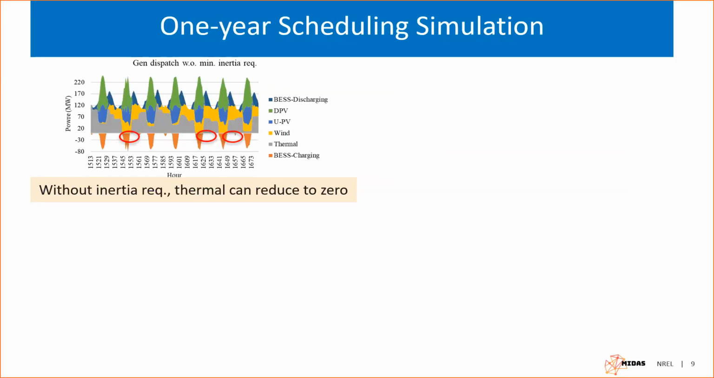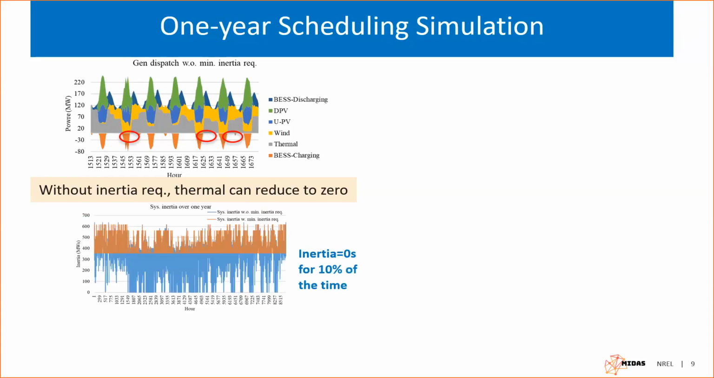First, after we run the 1 year simulation for the Maui grid of the 2 HPP case, we just show one case here. So we can get the generation dispatch. Here we show 1 week dispatch as an example. The gray area represents the thermal generation. We can see that during the noon hour, the thermal can be pushed to 0 due to a lot of utility PV and DPV online.